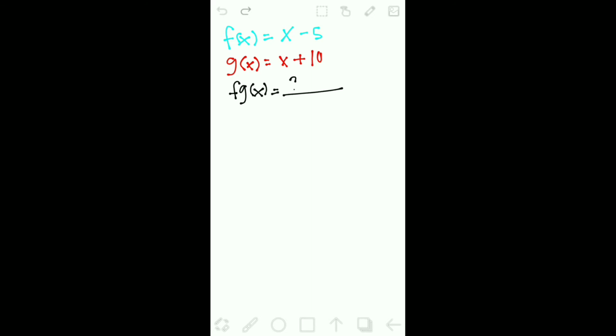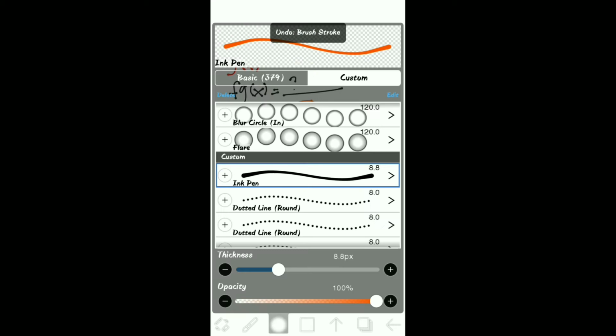So here f(g(x)) occurs when this g(x) is substituted into the f function, meaning g gets inside the f function like that. So it is substituted into that x, and this x plus 10 is substituted there, which has the variable x only. Okay, so let's see the mechanics of how to do that.